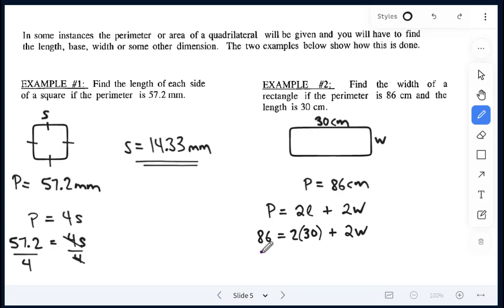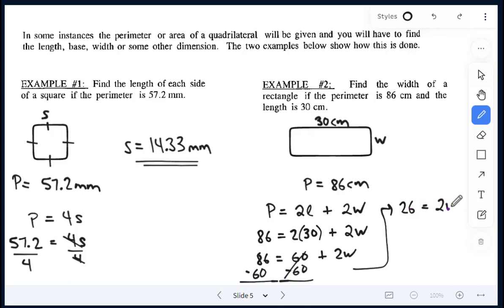So here, 2 times 30, that's 60. 60 plus 2W. This looks like a type 2 equation when we were doing algebra. We're going to subtract by 60 on both sides. I'm kind of running out of room, so I'm just going to move up to here. 86 minus 60, that's 26. So 26 is equal to 2W. And the last thing we have to do is divide by 2 on both sides, and that will give me my W. 26 divided by 2, that's 13. 13 centimeters is equal to the width.